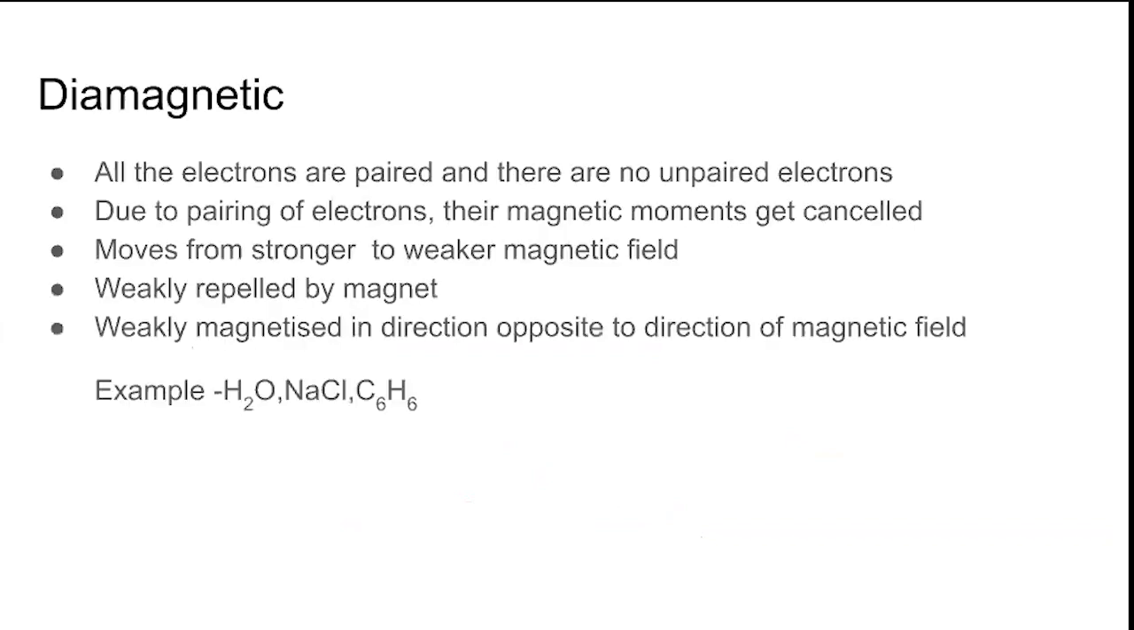Do we call these substances magnets? No, they are not magnets. They have a magnetic property. We call them diamagnetic molecules or diamagnetic substances. They are not magnets in the sense we know; rather, they have a diamagnetic property.